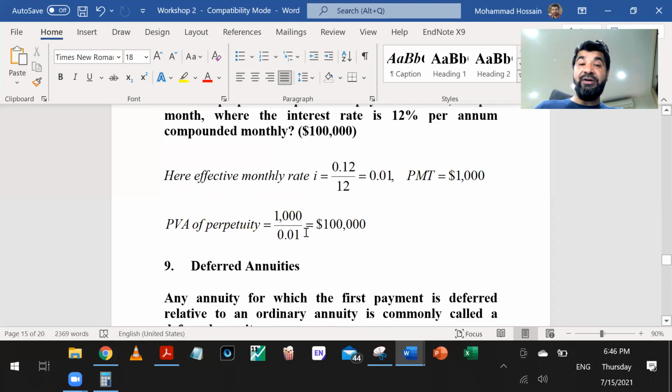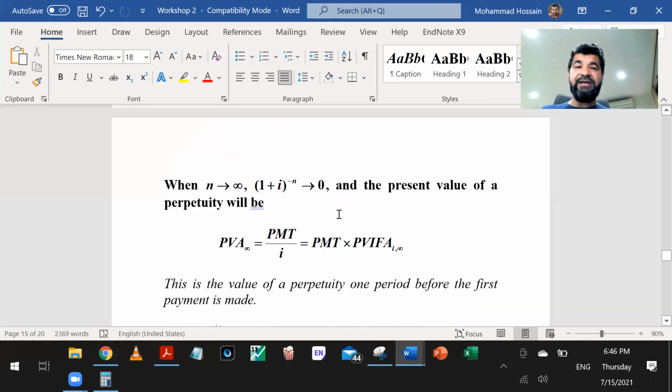Now you can ask me a question: why is the other part gone? Because we already mentioned here that 1 plus i to the power minus n equals 0.